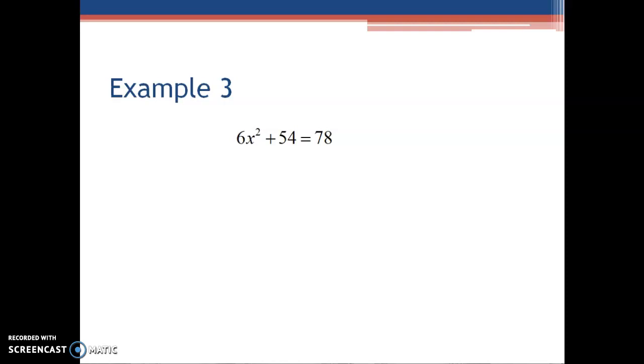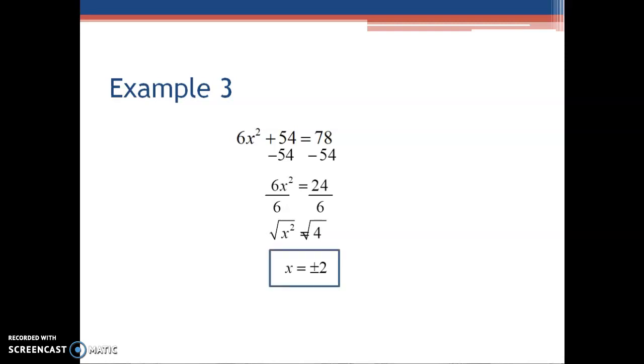So we'll go ahead and subtract 54 from both sides. That leaves me with 6x squared equals 24. And now to get x squared completely by itself, I'm going to divide both sides by 6. That's going to leave me with x squared on the left and 4 on the right. Now that we have x squared by itself, I can take the square root of both sides, and we end up with x equals plus or minus 2.